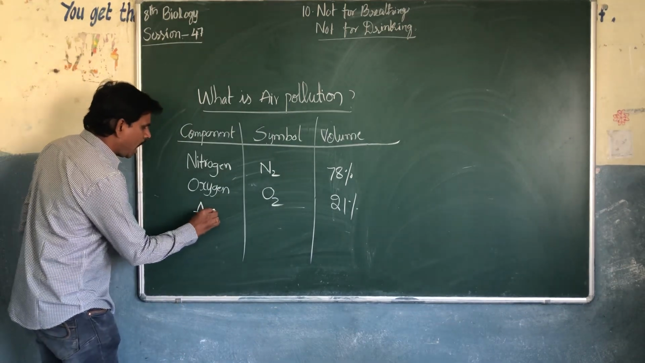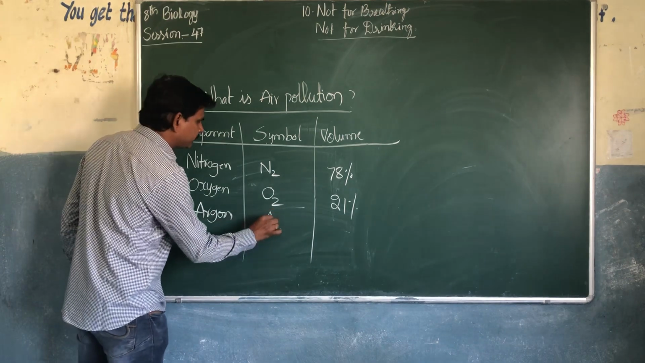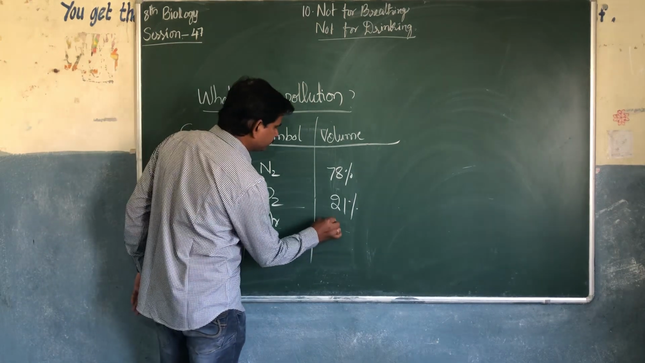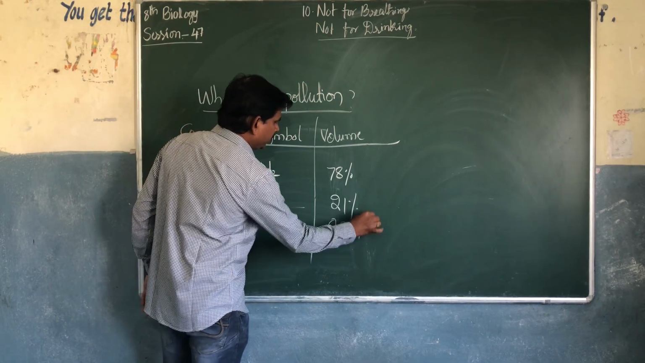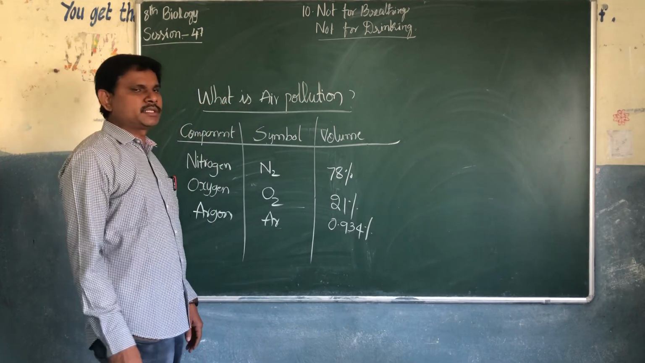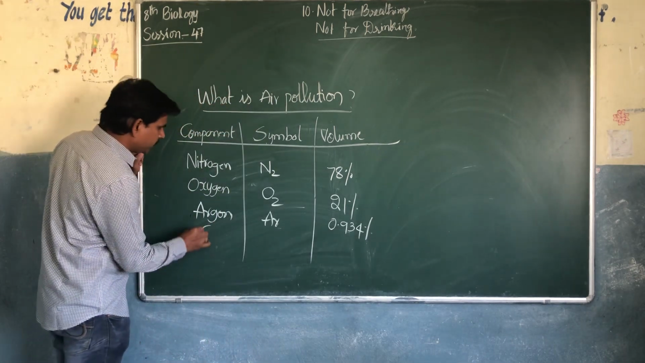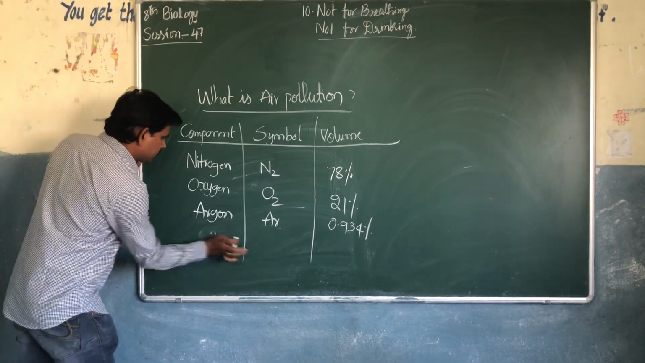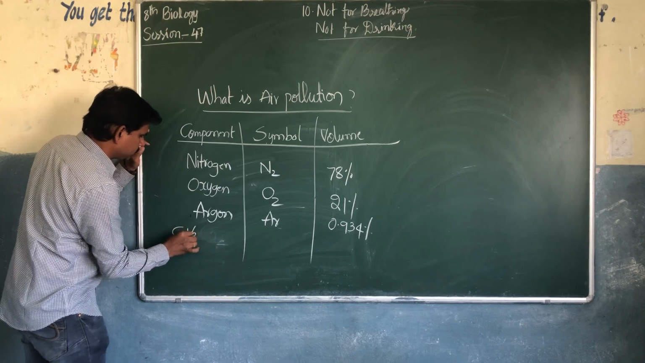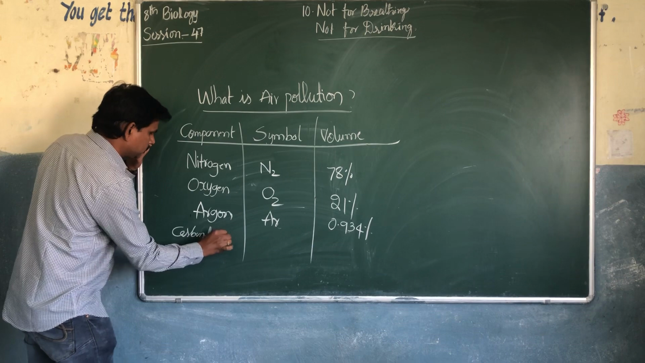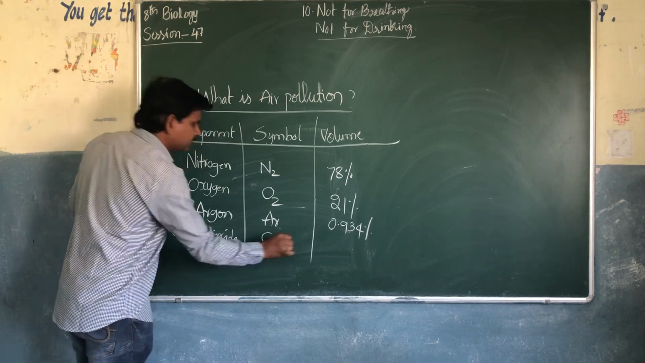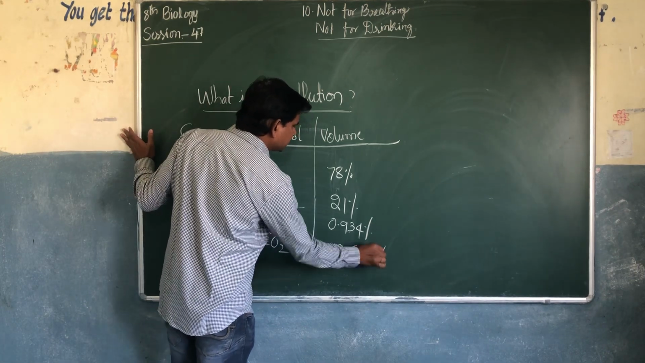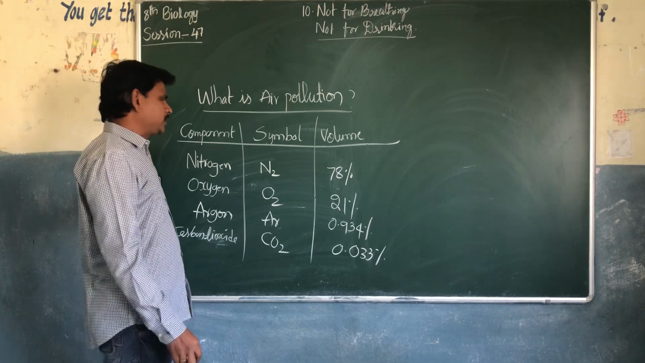And argon is present. What is the symbol of argon? Capital A and small r, Ar, around 0.934%. 0.934% of argon is present in the atmosphere. And the next one is carbon dioxide. Its symbol is CO2. 0.033% of carbon dioxide is present in the atmosphere.